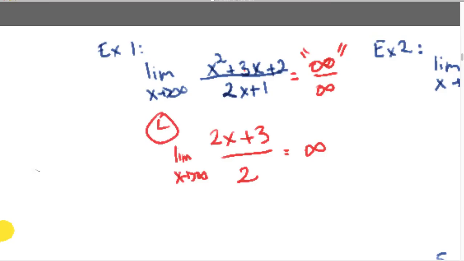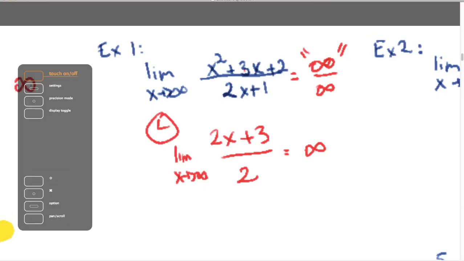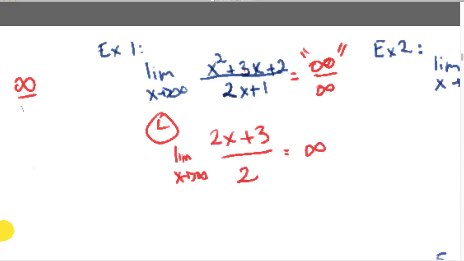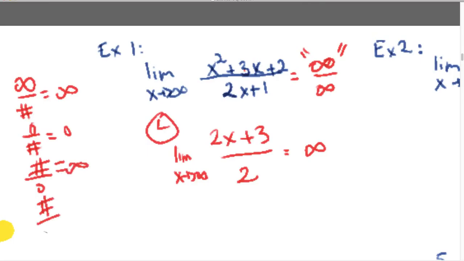Real quick recap. Infinity over a number is equal to infinity. Same with 0 over a number is equal to 0. But when you flip them, you get the opposite one. So if it's a number over 0, it's infinity, and number over infinity is 0. Make sure you know those, have them memorized.